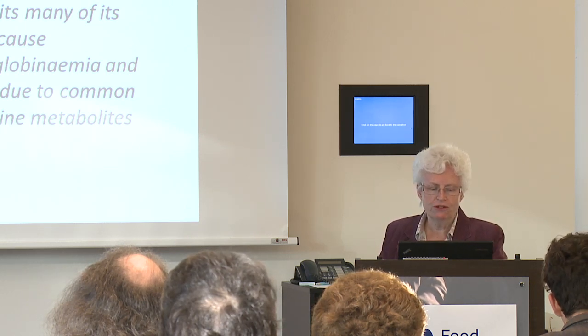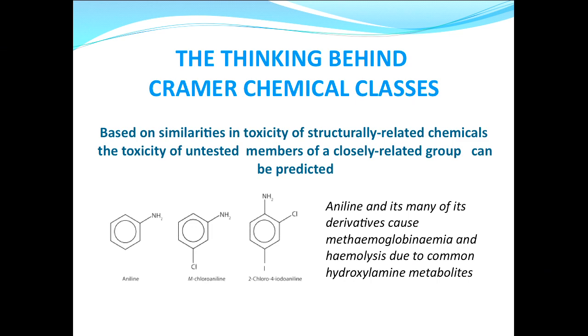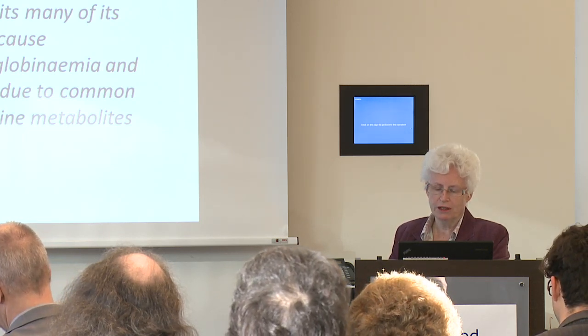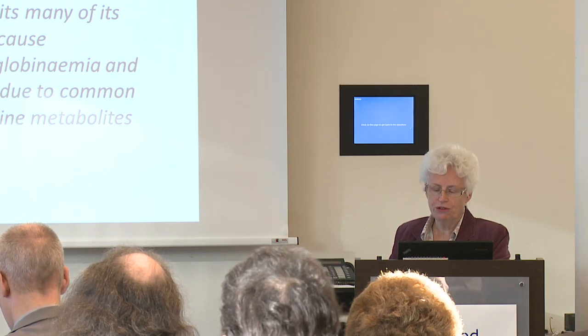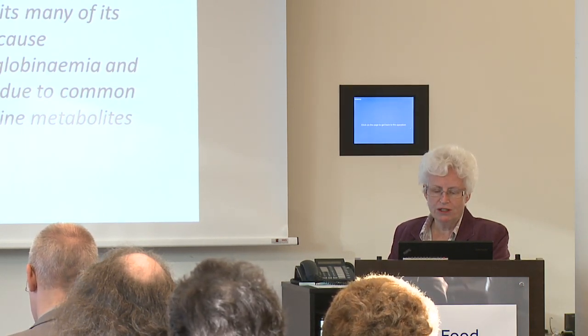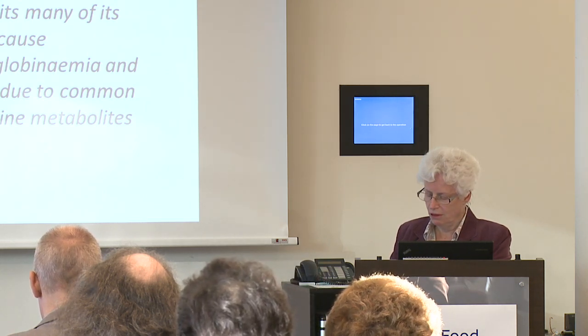We already know in toxicology that if you have substances like, say, these three here, which are very closely structurally related, that you can use read-across to predict the possible toxicology of an untested member of a group like this. So this particular group of compounds related to aniline, we know from testing these chemicals that they all can cause potentially methemoglobinemia, albeit at different doses. They have different potencies, and as a result of the methemoglobinemia, they can also cause hemolysis. And we also know that that's due to the production of common hydroxylamine metabolites.